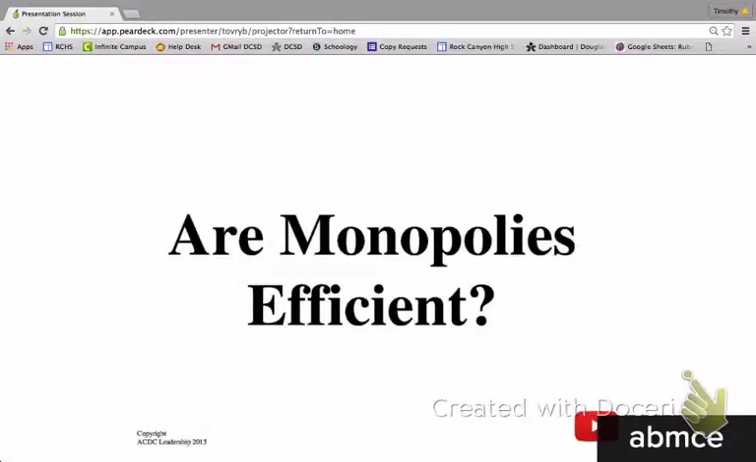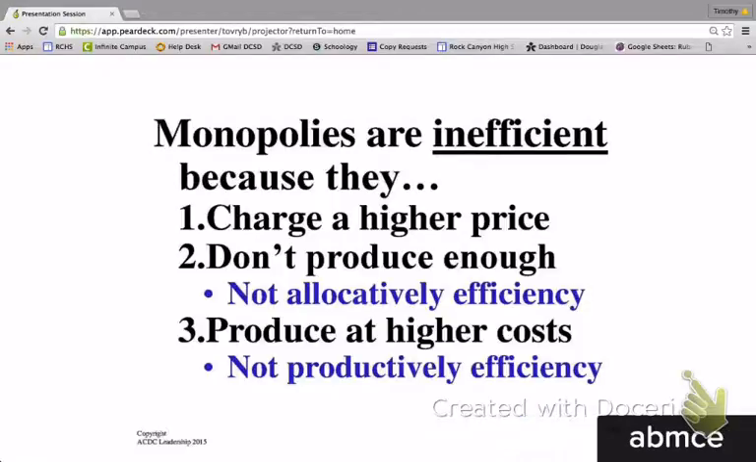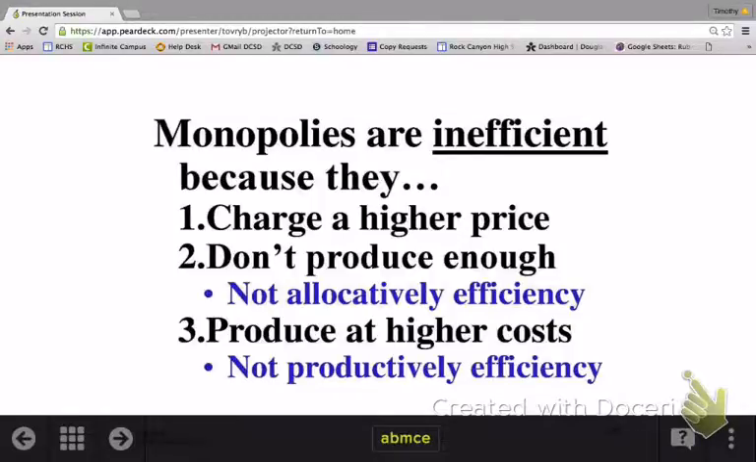And so are monopolies efficient? Well, I think you know the answer to that. Monopolies are inefficient. Why? They charge a higher price than would be charged under perfect competition. They don't produce enough, the quantity that society desires, so they're not allocatively efficient. And they produce their quantity at higher costs than under perfect competition. So they're not productively efficient, they're not allocatively efficient, and they charge a higher price. So monopolies are the most inefficient form of market structure.